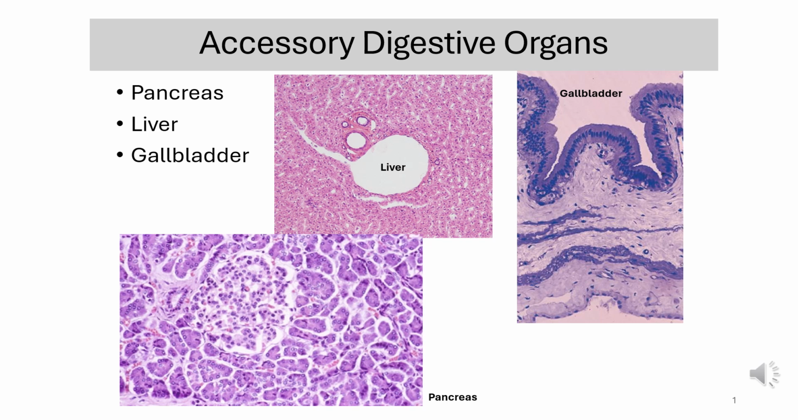So now that we've talked about the oral cavity and the digestive tract, oftentimes what's forgotten is the accessory digestive organs, such as your pancreas, liver, and gallbladder. And they are quite important, so we will need to discuss them.